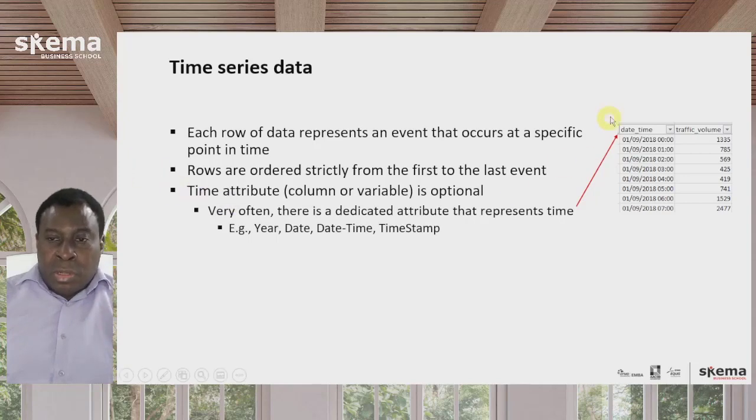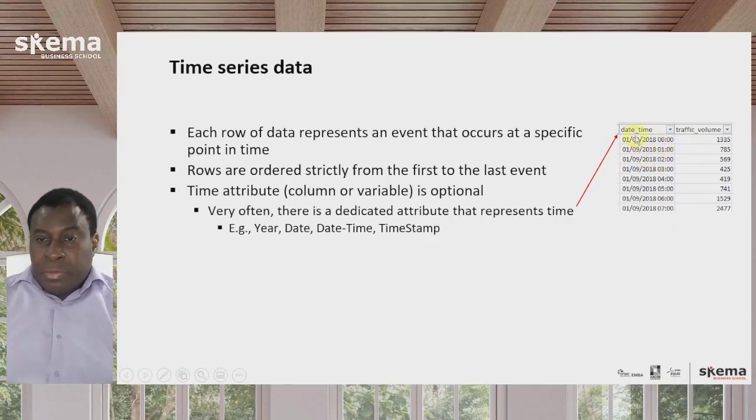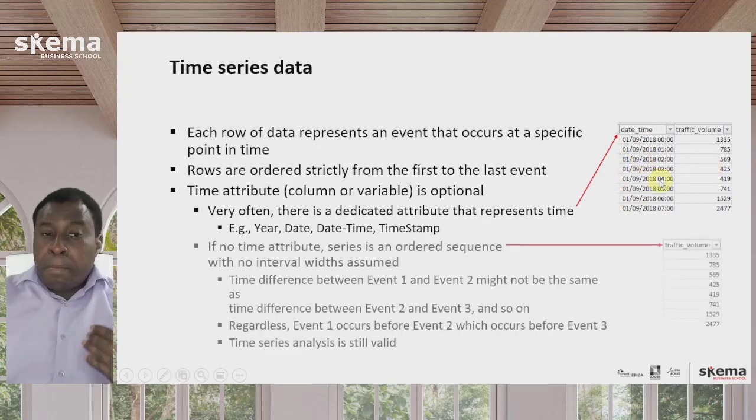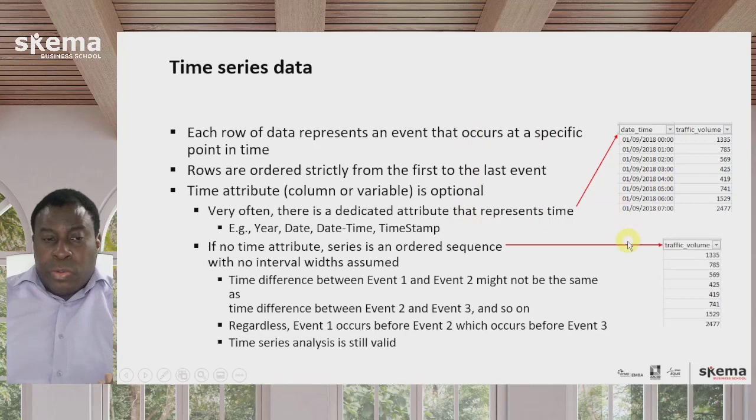Now, there might or might not be a column that represents time. So this is a time attribute, and this might specify the year that the event occurs. If it's one event per year, the date. It might be a date time, as in this example. There's a date component and a specific time component. Here you have hour by hour. There might be a timestamp, but in some way, this date or time column represents the time element of the event. However, that is not required.